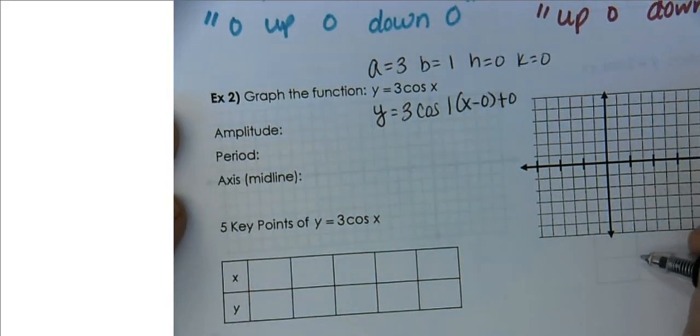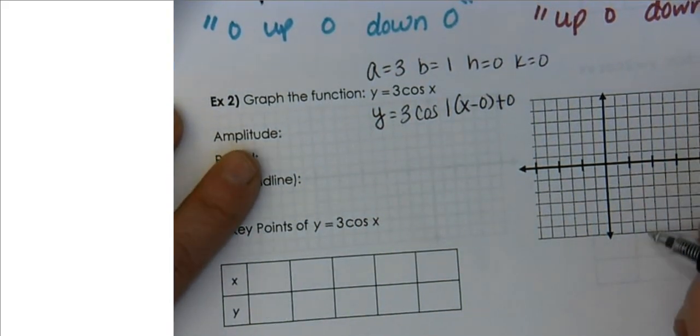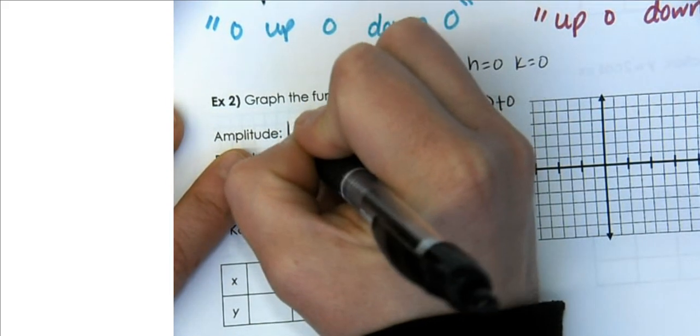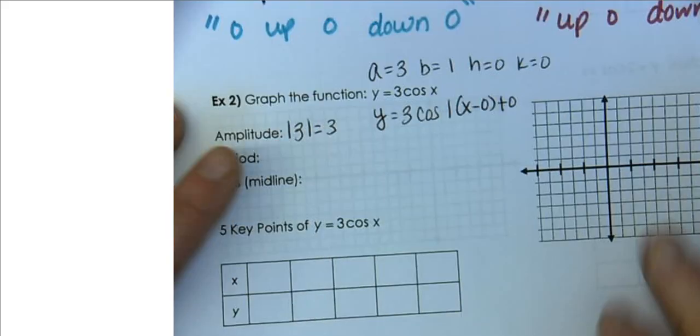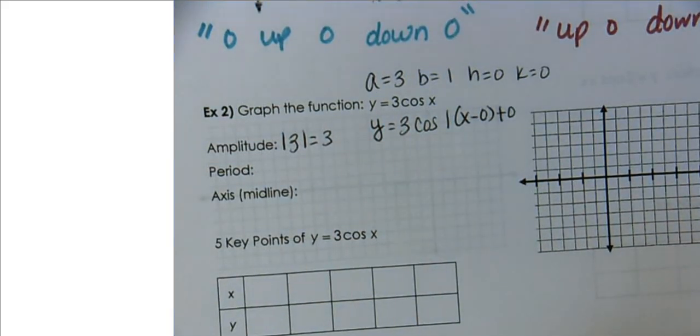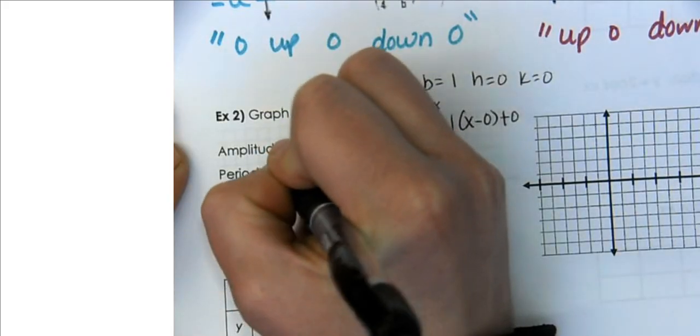A, B, H, and K. Our amplitude in this case is the absolute value of 3, which is 3. So our amplitude is 3. Our period is 2 pi divided by our b value.